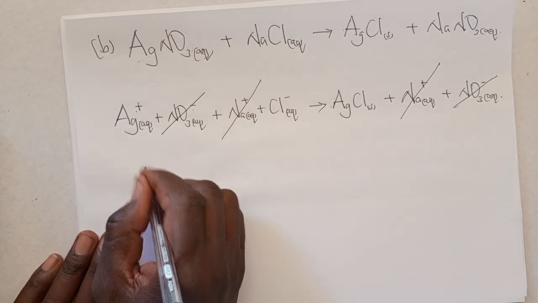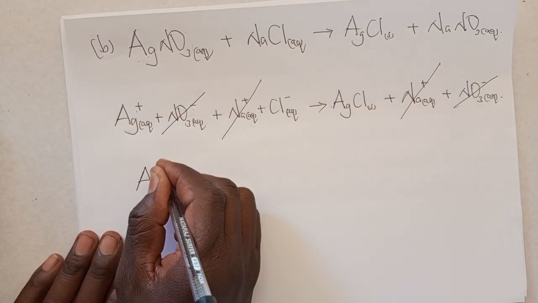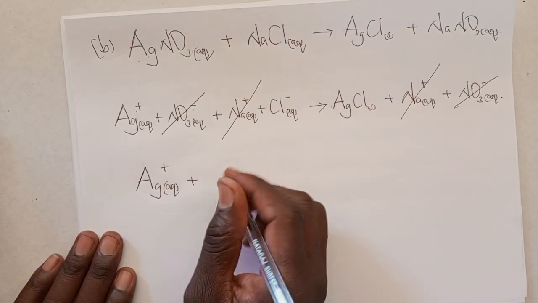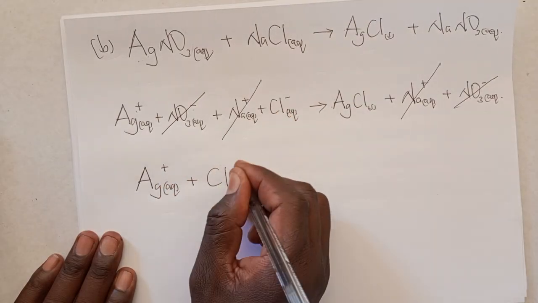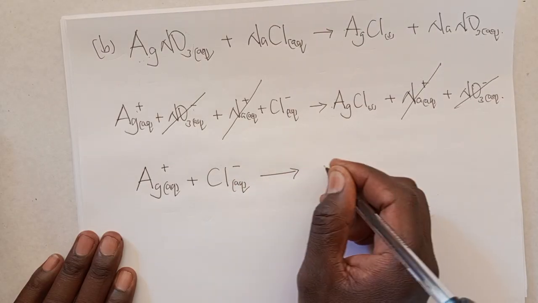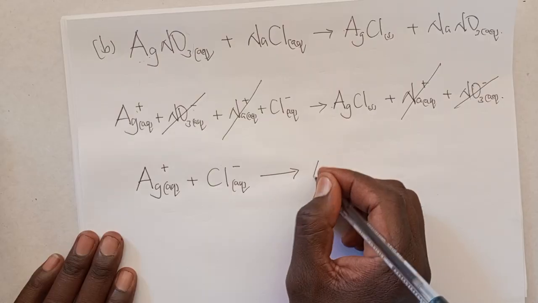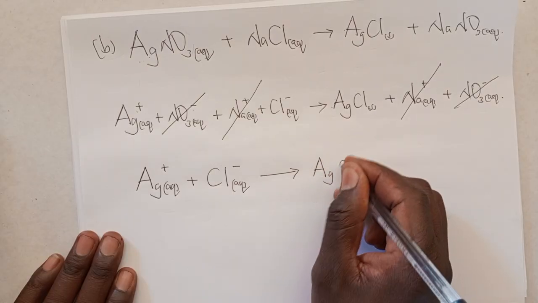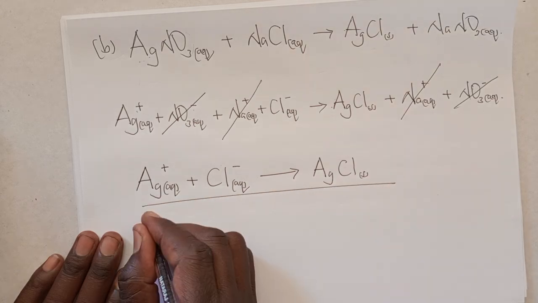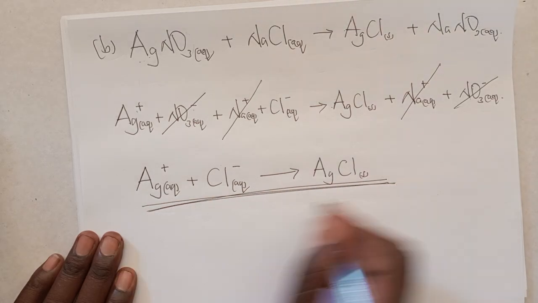So we're going to have silver ion in aqueous state. Do not forget the state symbols. Plus chloride ion in aqueous state, which led to the production of silver chloride in solid state. This is the net ionic equation.